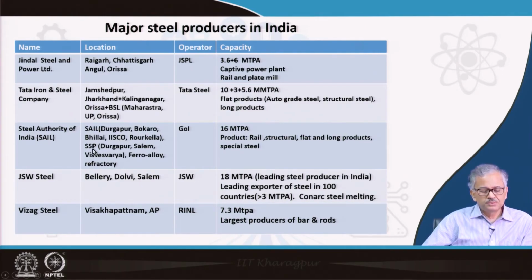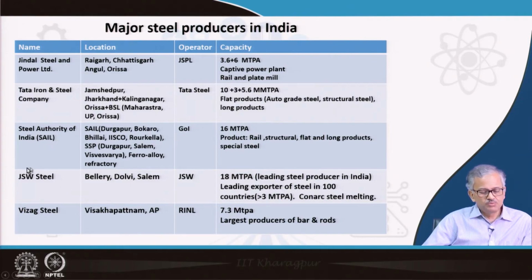And they have some special steel plants, that is the Alloy Steel Plant Durgapur, then the special steel plant in Salem, and Visvesvaraya Steel Plant in Karnataka. They have these plants because they have some ferroalloy plants and refractory plants also. This is all about SAIL, and it is operated by the Government of India. Total production is around 16 million ton per annum, with products like rail, structural, flat, long products and special steels.